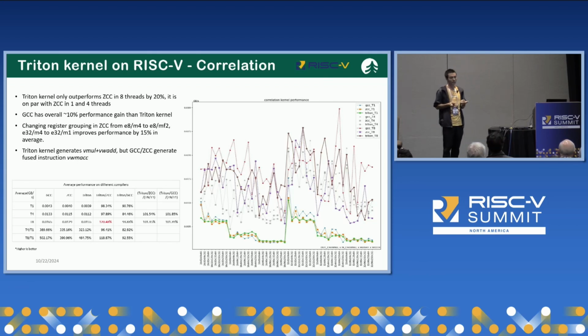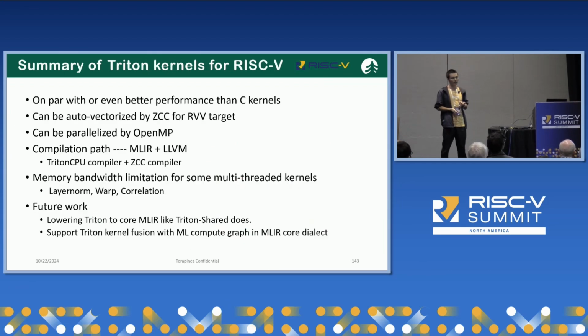So for the instructions, the Triton kernel generates separate instructions for multiply and add. But for the C kernel version, we have generated a fused instruction, vfmacc. Okay, so the summary of those 7 kernels.